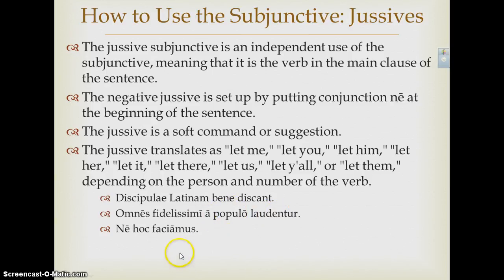Now, in this last example, we have our subjunctive verb, but then we also have the conjunction ne at the beginning of it, so we know this is going to be a negative jussive. Let us not do this. So let's not do this.